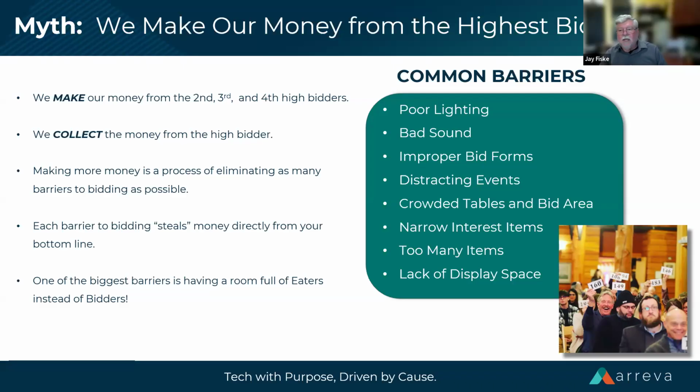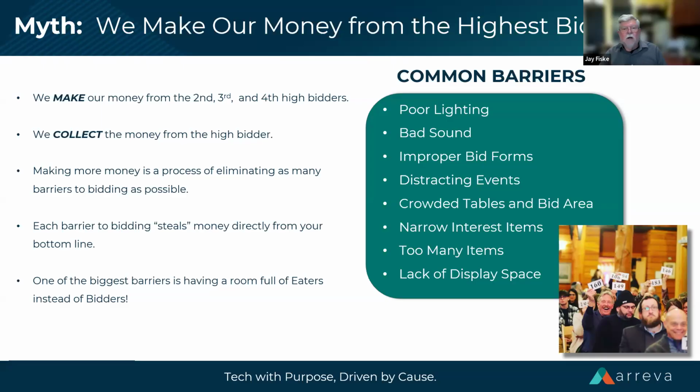Crowded tables. People can't get to the tables to see the items. Narrow interest items, having things that have little or no value to most of your bidders. Having too many items. Crowded tables. People can't get there, can't look at them. Lack of display space. So these are all barriers, and every one of these barriers costs you money. Everyone is stealing you money.